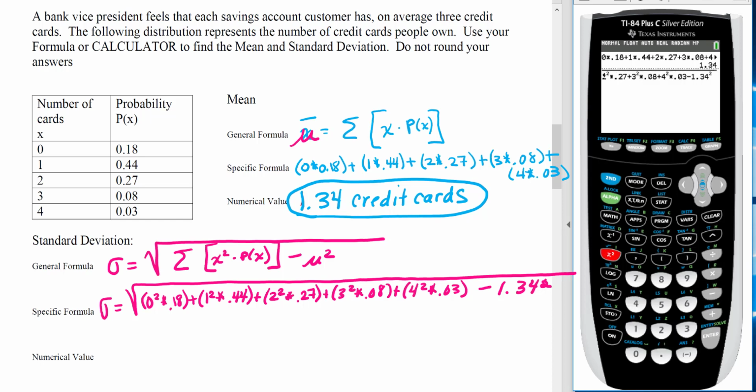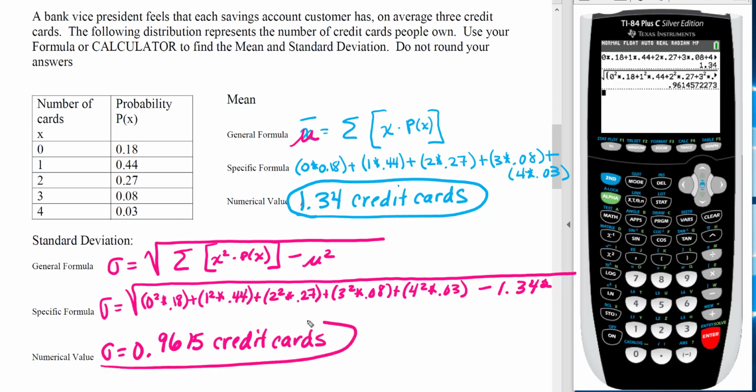So again, order of operations is going to take hold here. It's going to do the squares and then the multiplications and then the additions and subtractions. But I am going to close my parentheses to indicate that I am done typing everything in under the square root. And then I'm going to go ahead and hit enter. And my answer is going to be, the standard deviation is going to be 0.9615 credit cards. So there's the mean and standard deviation.